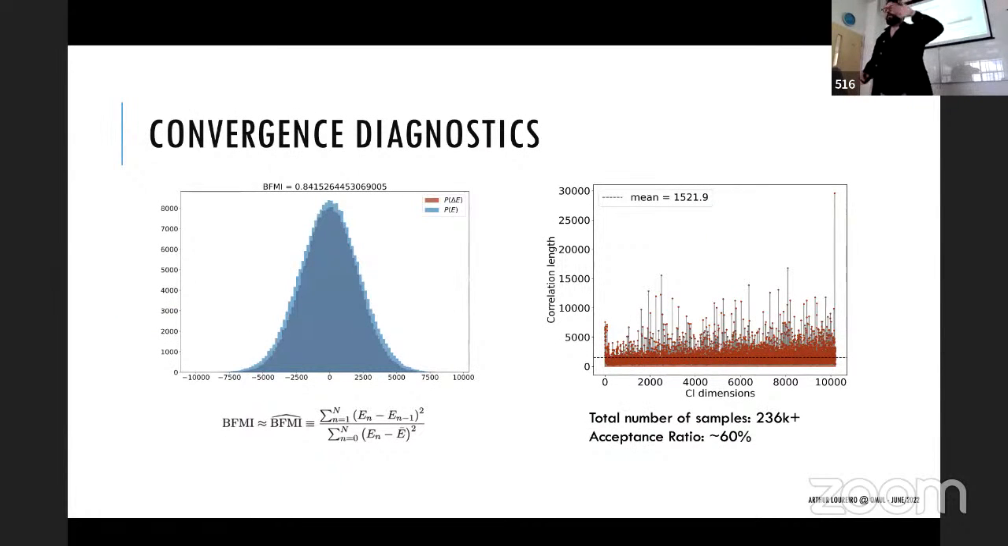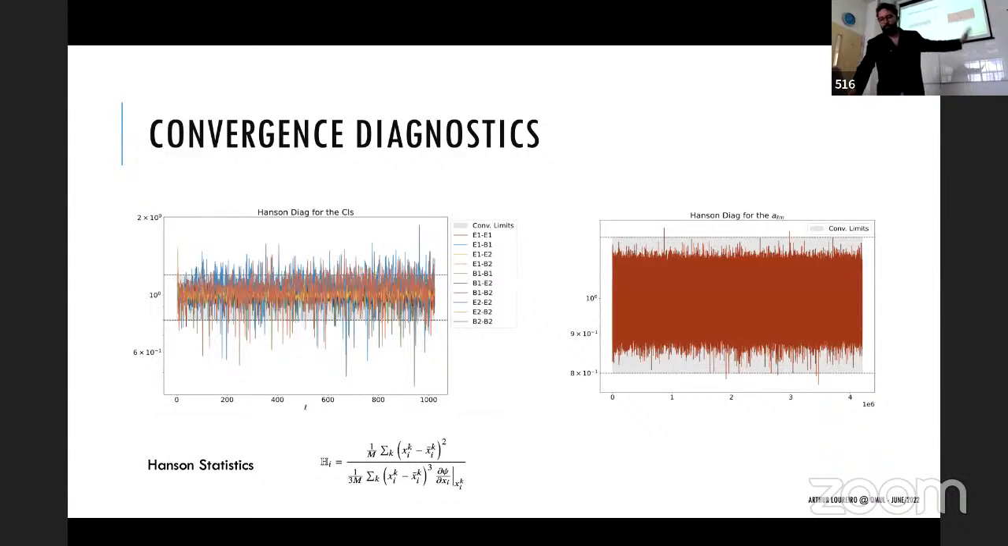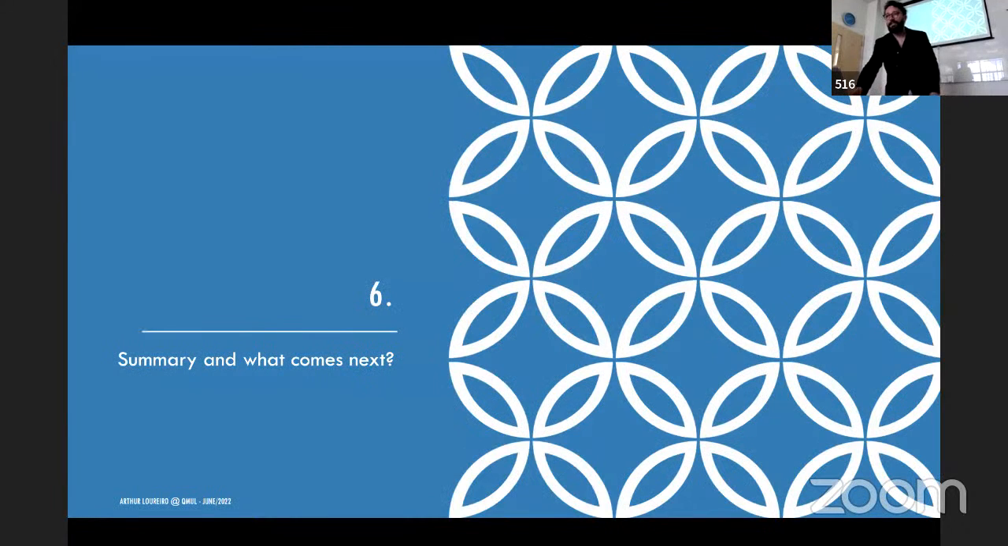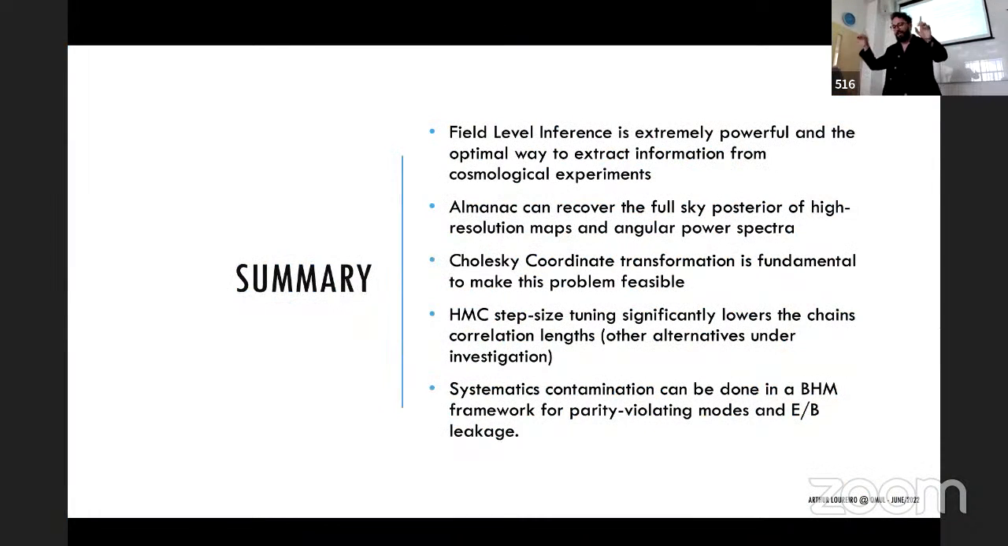This is some boring convergence statistics, just showing that the chains are converged, everything's working well. We have an average correlation length of 100 for a total sample size of 336,000 samples. Our boring convergence diagnostics, this is the Hessian statistic, which checks how your gradient behaves around your posterior. And yeah, this is it for now.